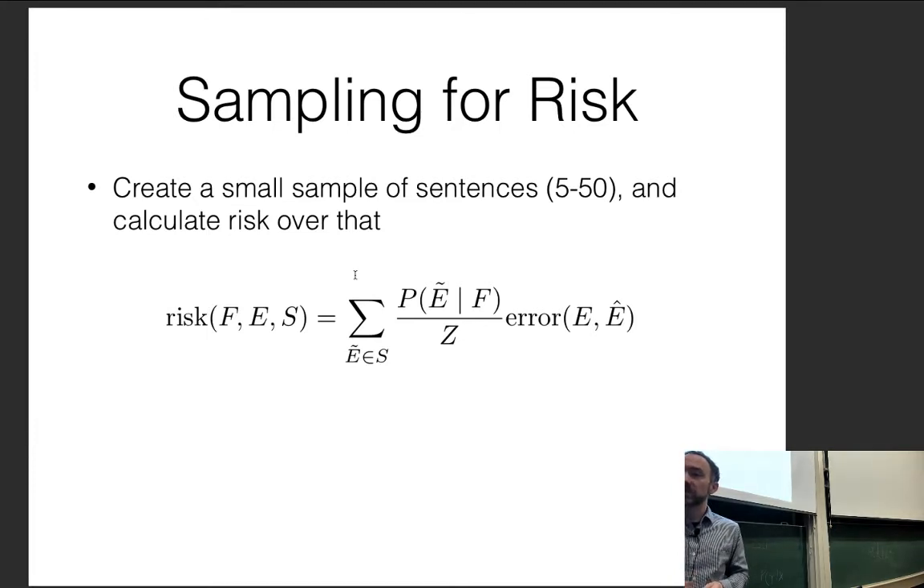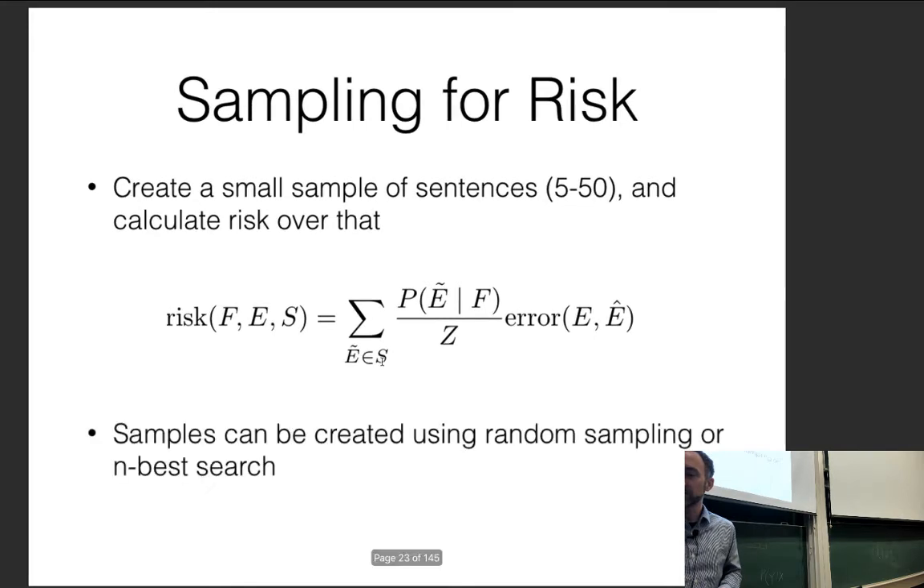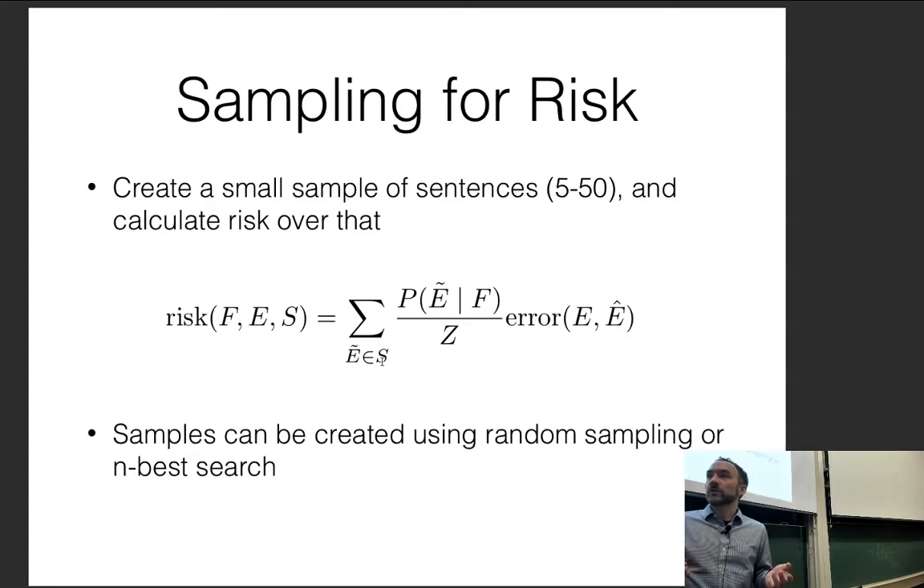So basically, this S here is our small sample of 5 to 50 outputs. I keep saying sentences because I talk about this in the framework of translation or text generation, but it could be any other structured output that we want to predict. And we can create these samples using random sampling or n-best search. So this is relatively straightforward.